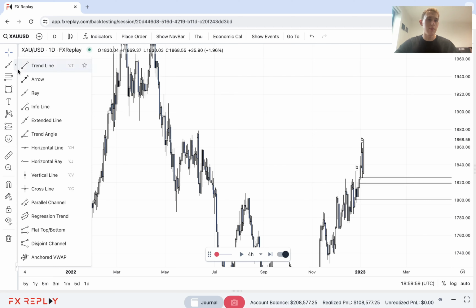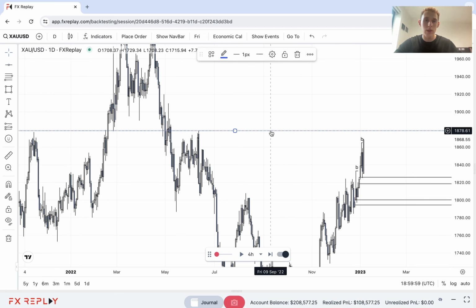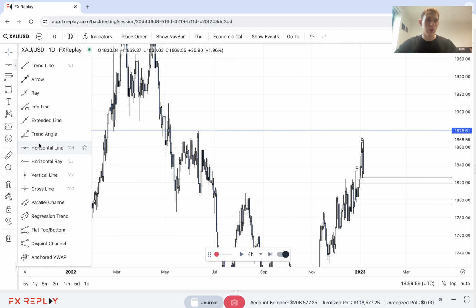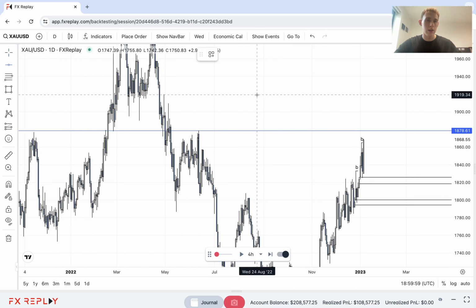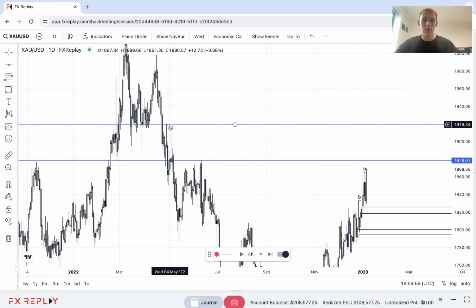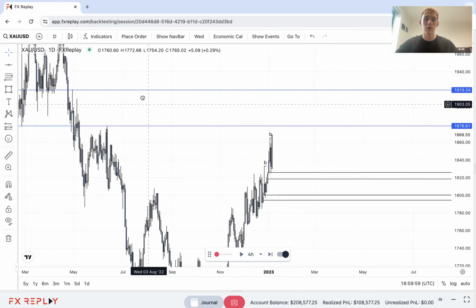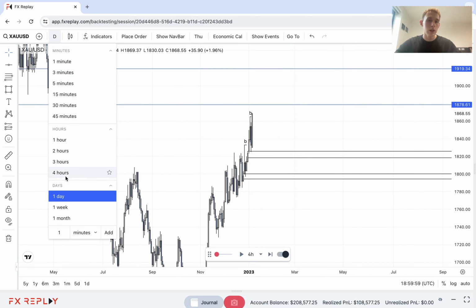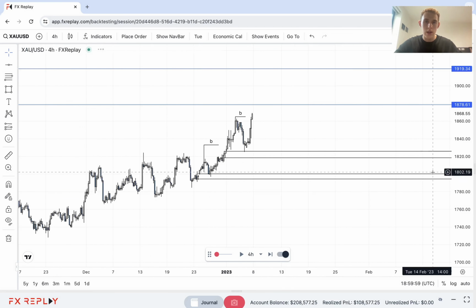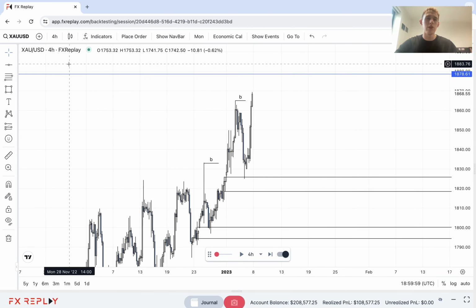Okay, so the two main levels I'd look out for would be this high and this one here as well, as these are two major areas of liquidity where price could definitely react from. So yeah, we'll keep playing price for now and see if we do get a reaction or not.